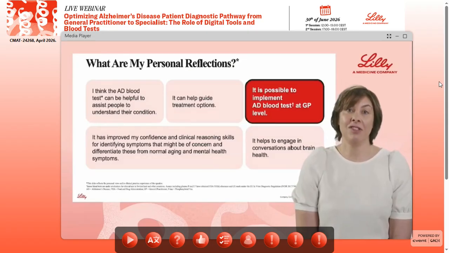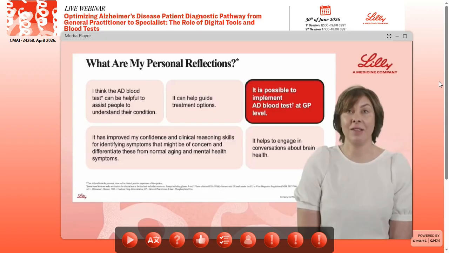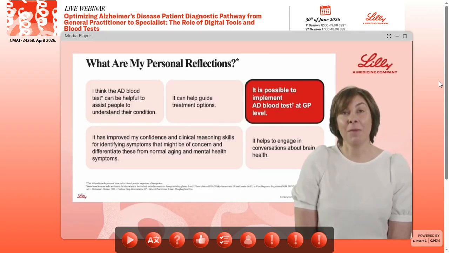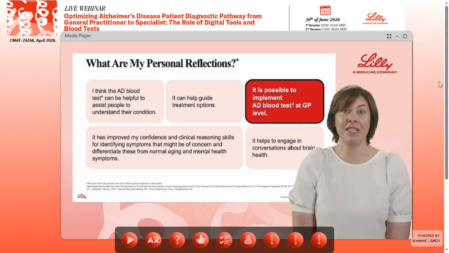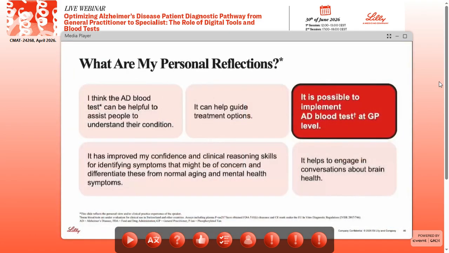So my personal reflections are, I think this test can be helpful for people. I think it can help guide our treatment decisions. In my personal experience, it has improved my confidence and my clinical reasoning for identifying symptoms, and particularly thinking about that in the context of Alzheimer's disease, but also for those more challenging consults where you're not sure whether something is mental health related or other pathology related, then applying the test can be really helpful.